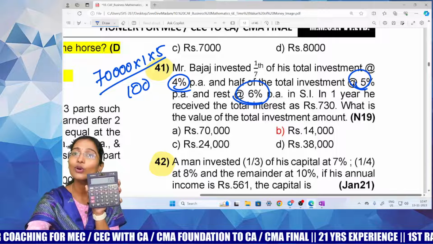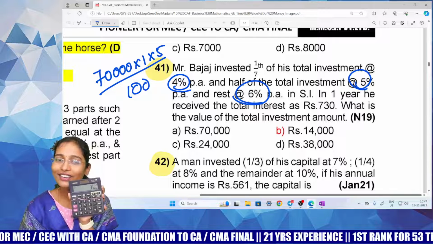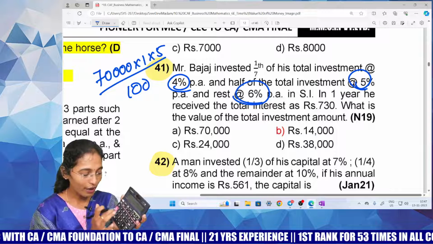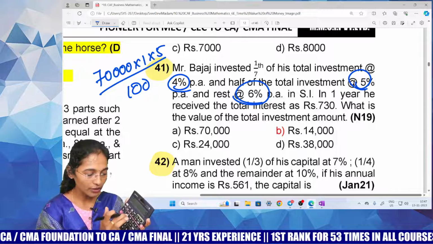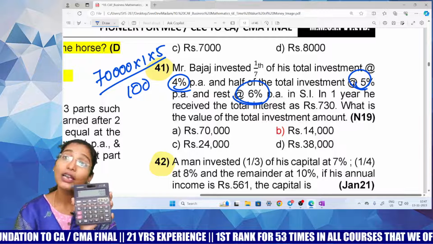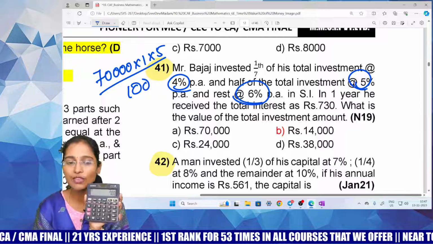But according to the question, what is the interest? 730. It is not even near, right? Option A got eliminated. Now please calculate 5% of 14,000. I got 700, which is somehow near. Let me verify the remaining options. If the remaining options get eliminated, this one is the possible answer.